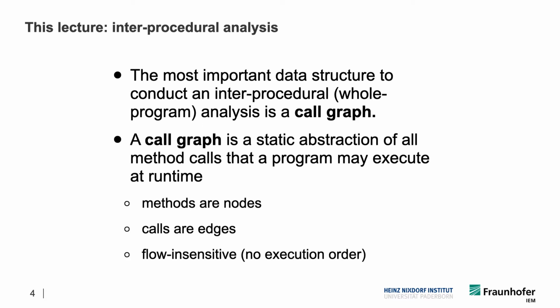A call graph is basically a static abstraction of all methods that a program may execute at runtime. So methods in this graph are represented as nodes, and calls are represented as edges. And what's important here is that a call graph is still a flow-insensitive representation. So it tells you which methods can be called at which statements, at which call sites, but it doesn't tell you anything about the order in which that may happen. Okay, so that is different from a control flow graph.